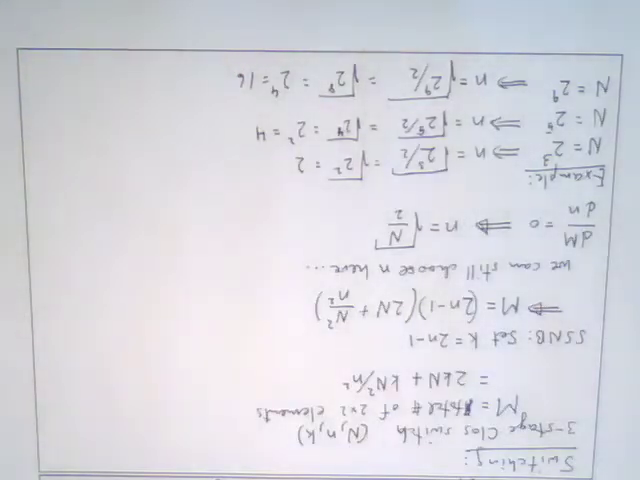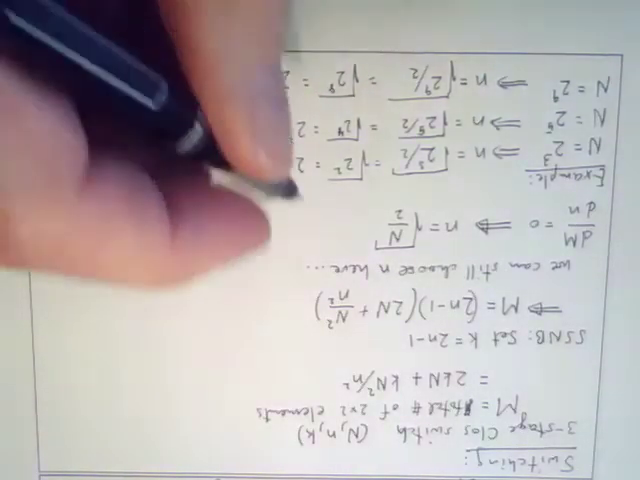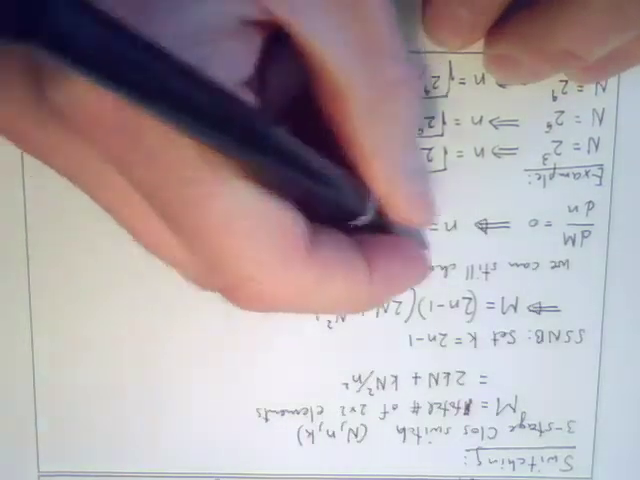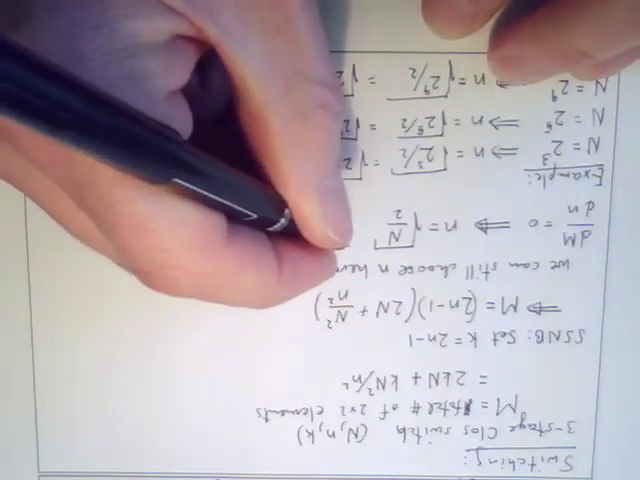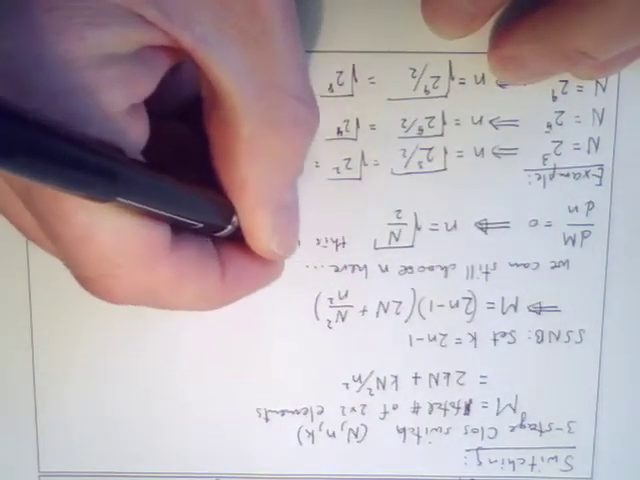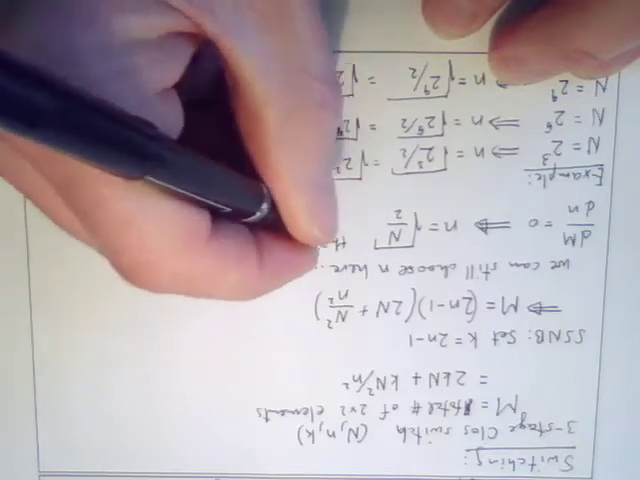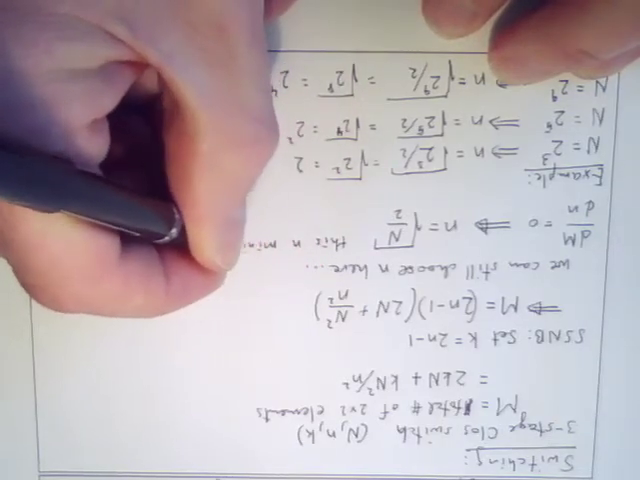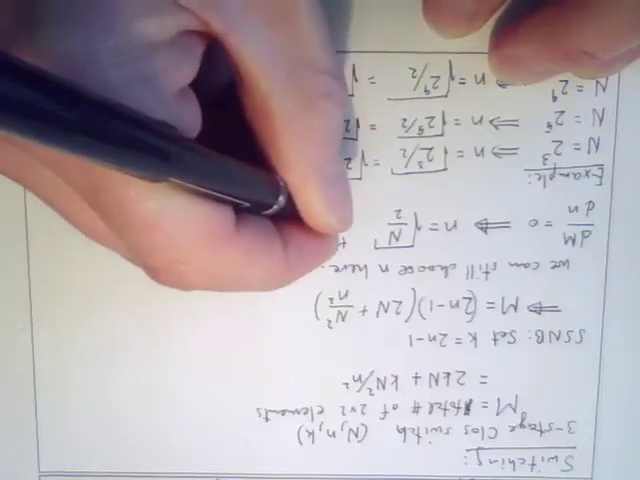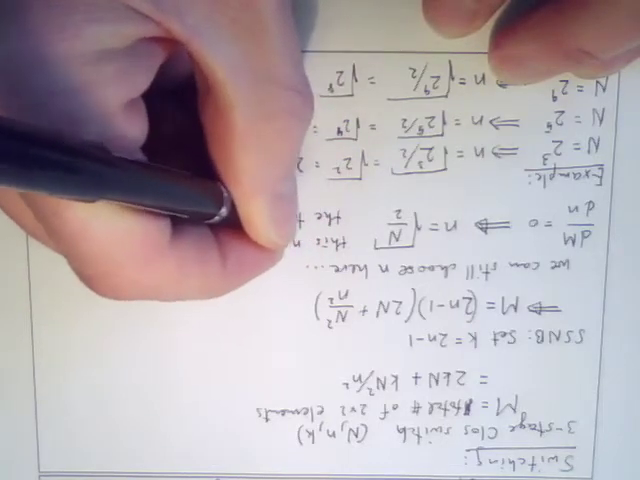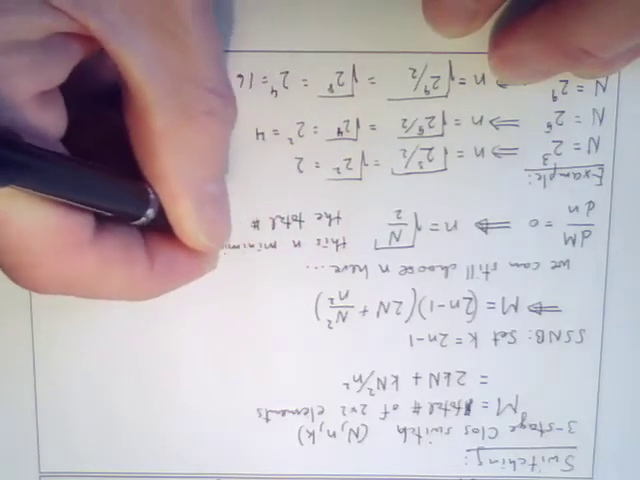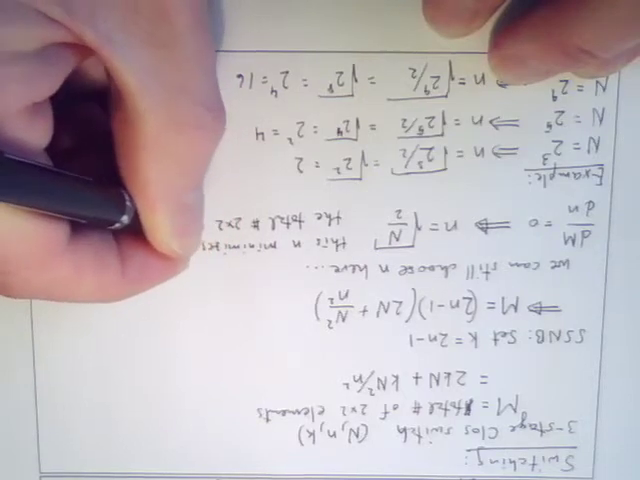Okay, so for any given capital N, you can calculate the little n which minimizes the total number of switches capital M. So this n minimizes the total number of 2 by 2 elements.